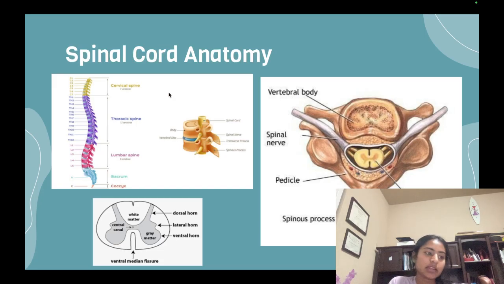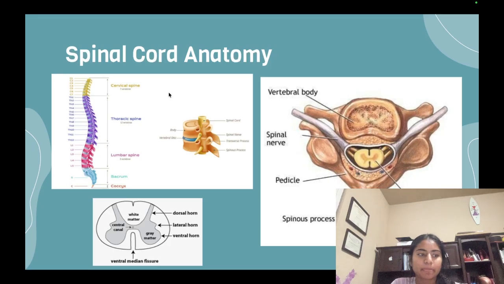So the cervical spine, which are the bones C1 to C8, controls the neck, shoulders, arms, and hands. The thoracic levels T1 to T12 control the chest, upper back, and abdominal muscles. The lumbar levels L1 to L5 control the lower back and the front of the legs. And then the sacral levels S1 to S5 control the back of the legs, pelvic organs, and bowel and bladder function as well.